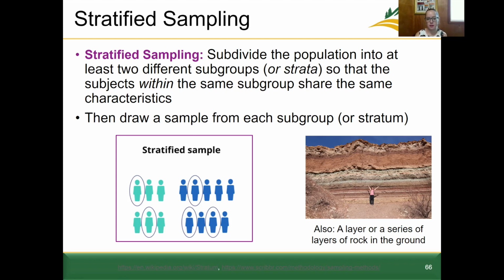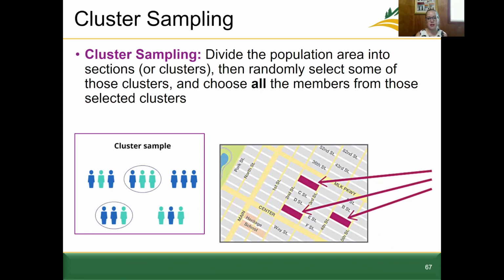Another type of sampling here is cluster sampling. Divide the population area into sections or clusters, and then randomly select some of those clusters and choose all members from those selected clusters. In the example on the right, we have a street map divided into different clusters, and then we're selecting clusters and choosing all the members from those selected clusters. The pictorial representation on the left is another way of envisioning that.